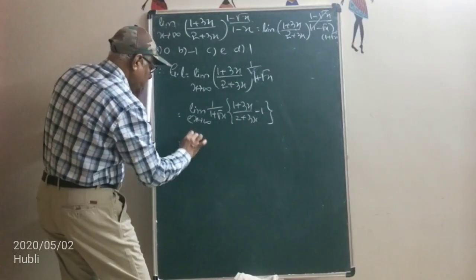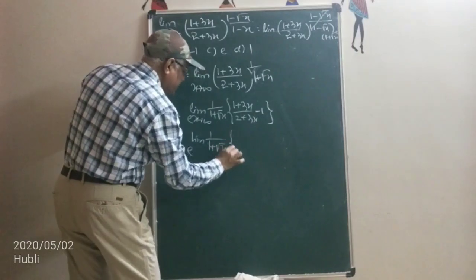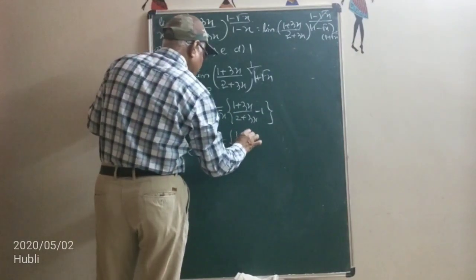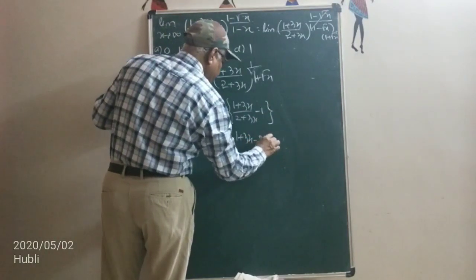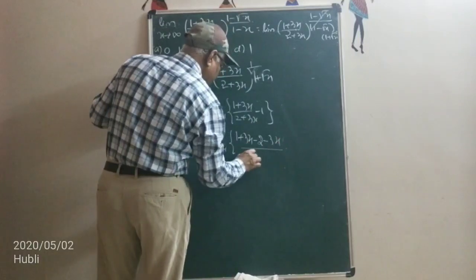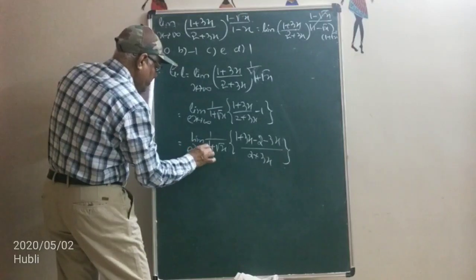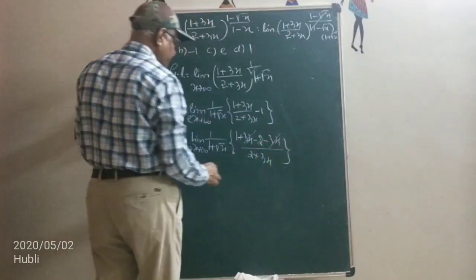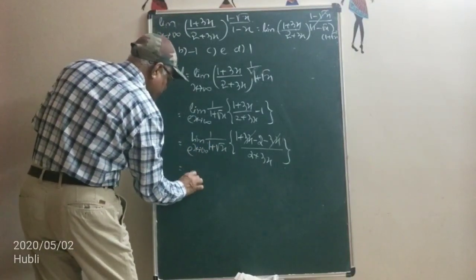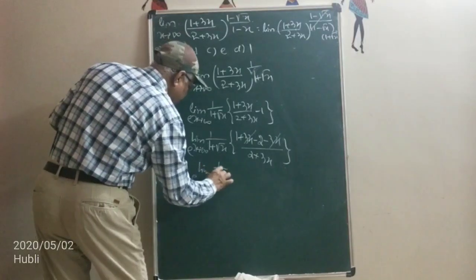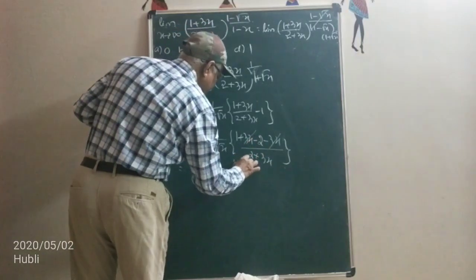That's equal to e raised to limit of 1 divided by 1 plus root x into the bracket 1 plus 3x, now take LCM here, minus 1 into 2 means what? Minus 2, minus 3x divided by 2 plus 3x as x tends to infinity. Now this 3x and 3x get cancelled. That is equal to e raised to limit of 1 upon 1 plus root x into the bracket 1 minus 2. 1 minus 2 means what?